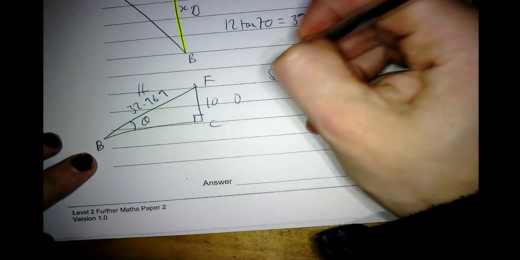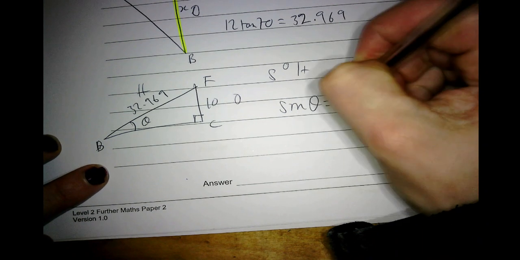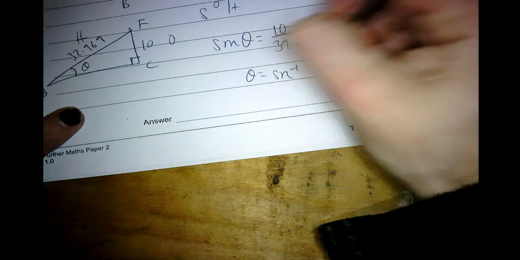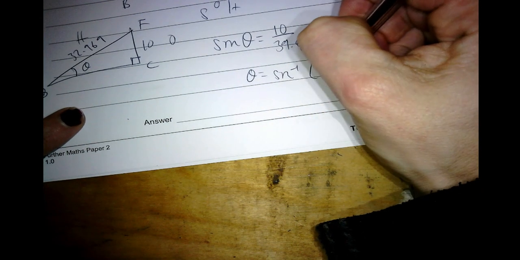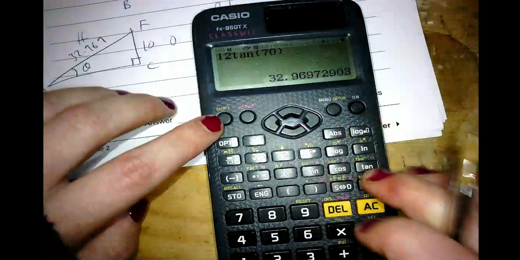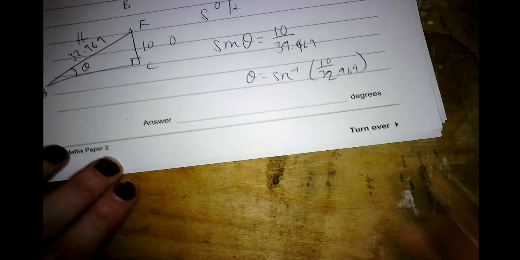I've got my opposite and my hypotenuse, so I'm going to use sine. Sine theta is 10 over 32.969. So theta is sine to the minus 1 of 10 over 32.969. Inverse sine of 10 divided by 32.969 gives me 17.656.